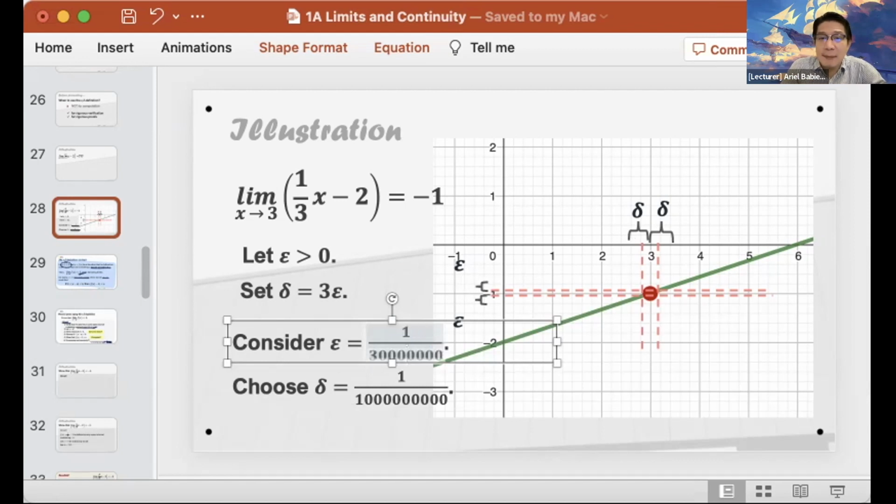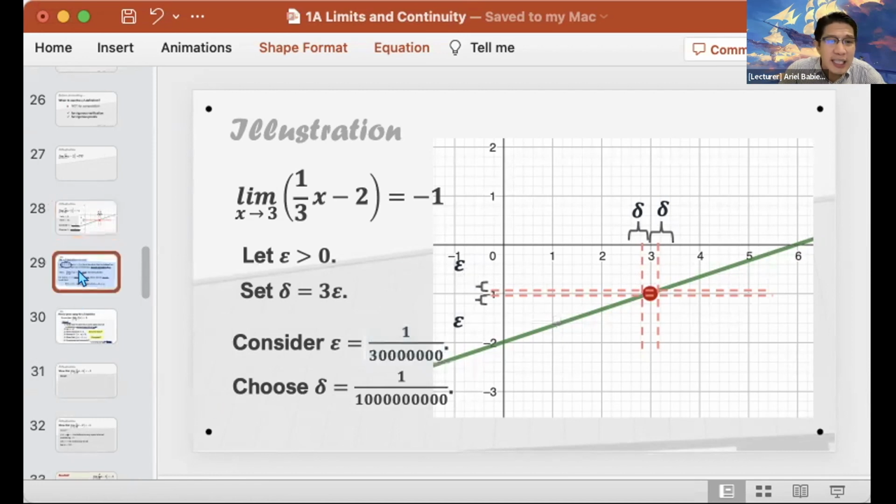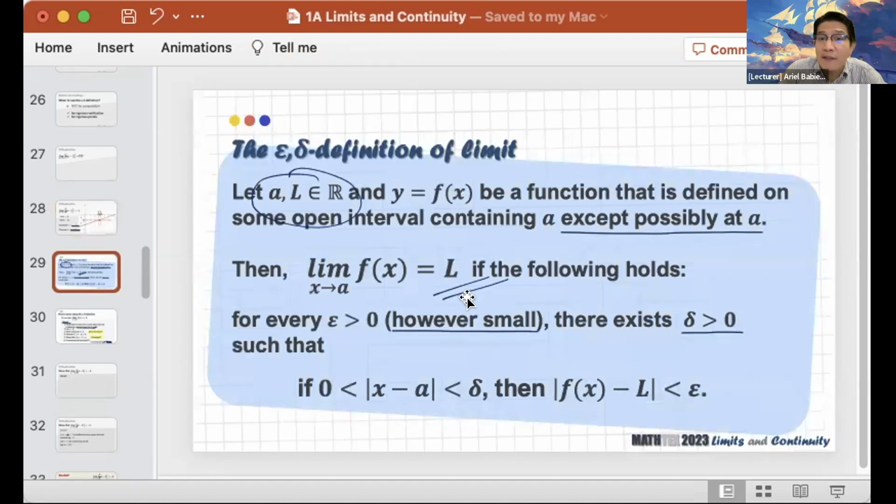Okay? That's the idea behind the epsilon delta definition. It talks of the distances. Kapag binabound nyo yung mga function values by epsilon, we can also bound the values of the x's such that if the x is within here, then the function values will be around here somewhere. Okay? And you can make this smaller and smaller. That's why dun sa definition natin, nakalagay lagi doon, however small.